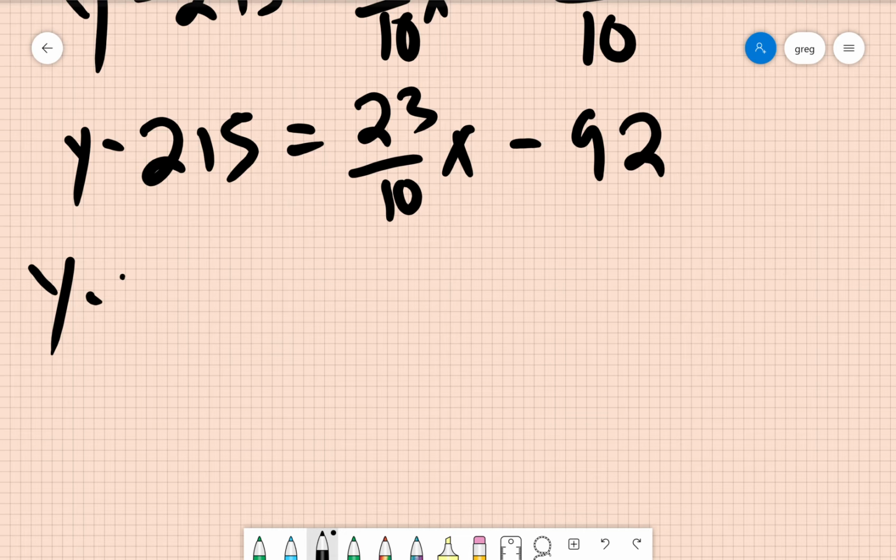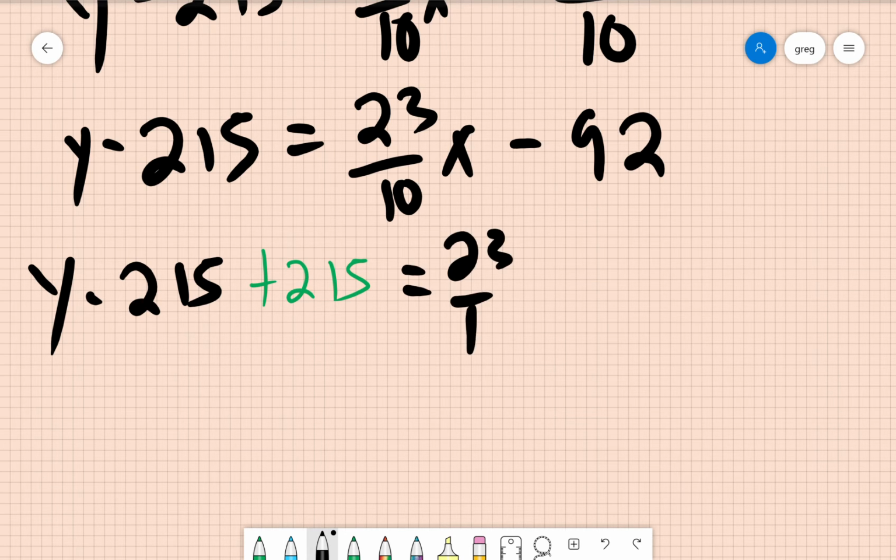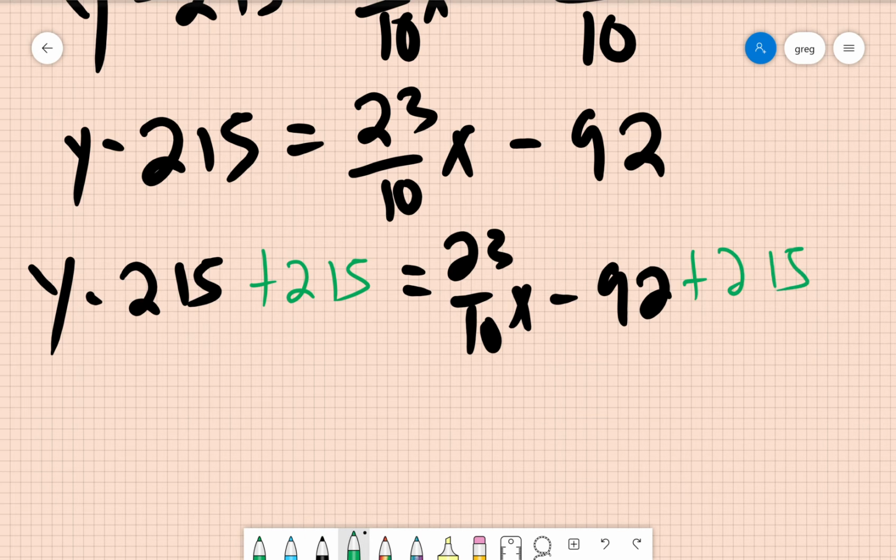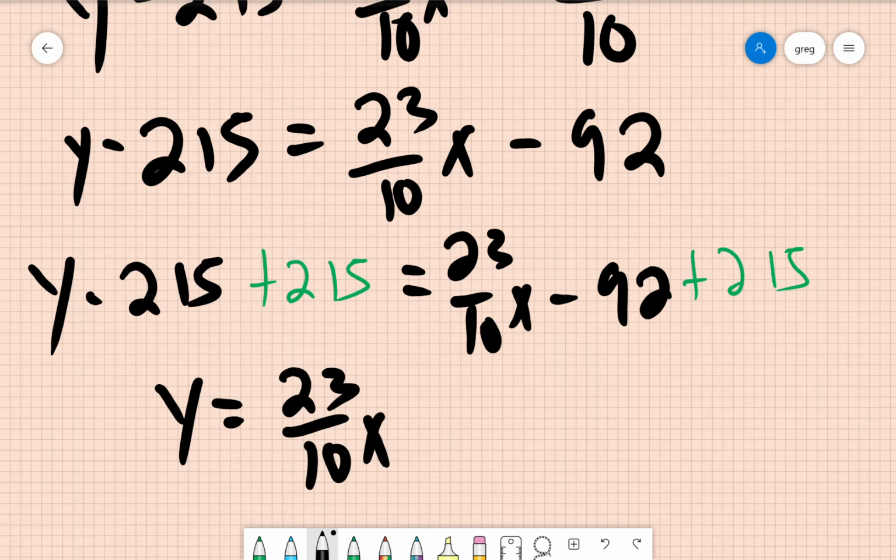Your answers are lovely. So now I'm going to go plus 215 equals 23 over 10x minus 92 plus 215. Y equals 23 over 10x. Hey, and what's 215 minus 92? I don't know what that is. Say it again. 123. Do we agree? Because I don't want to write it if it's not right.